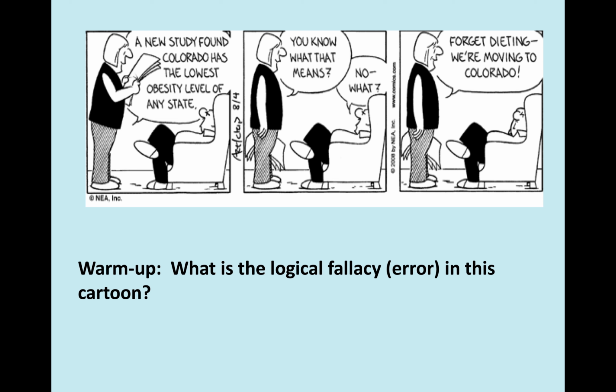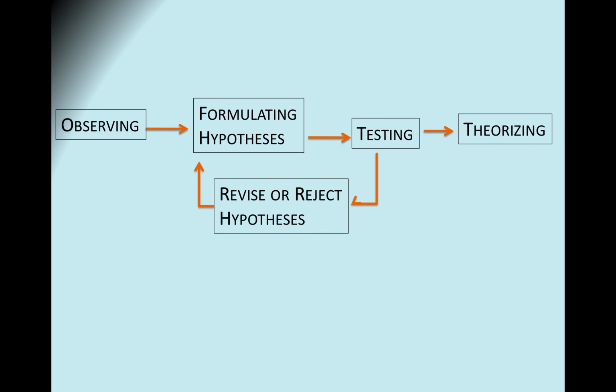Okay, it's just a cartoon, so I understand it's not the best scientific example, but I hope you can understand that there's a logical fallacy in her thinking where she thinks that only skinny people live in Colorado. Well, so if you move to Colorado, you must be skinny. Well, that may not be the truth. So the way we get around these logical fallacies and try to not commit those is using the scientific method.